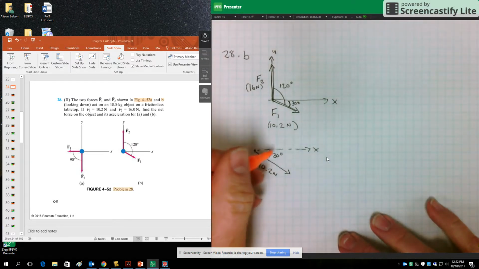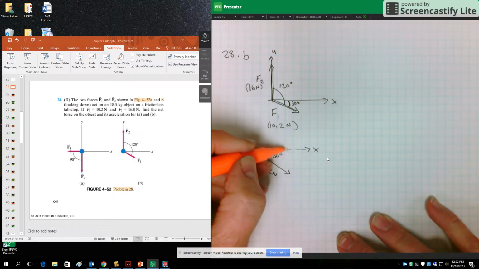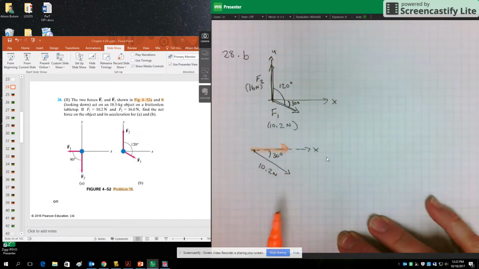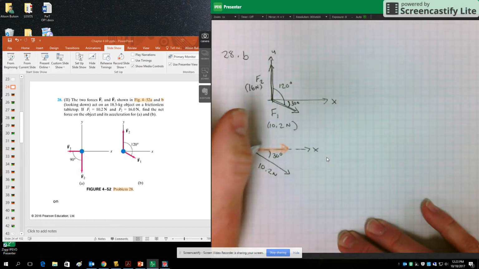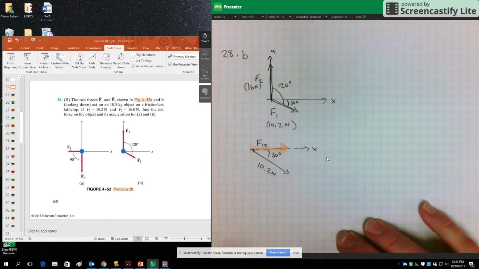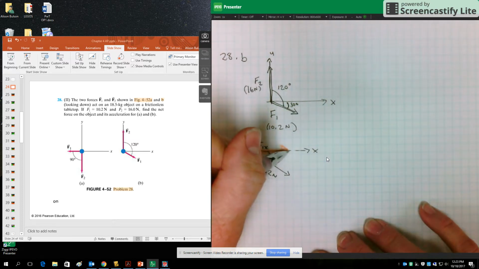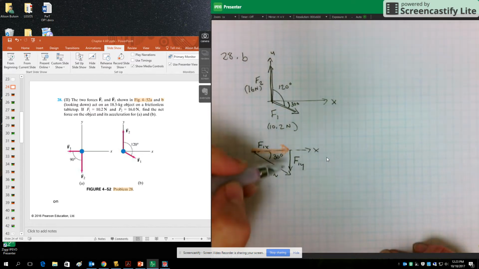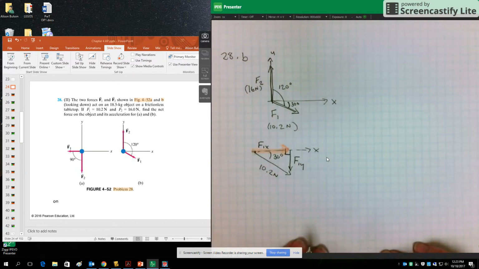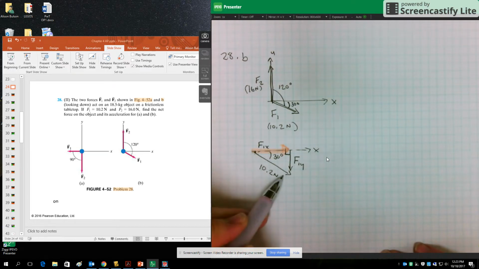I'm trying to find the component of F1 that lays along the x-axis. This is the amount of force that lays in the x direction, and it's as if I shone a light on the 10.2 newtons, and I'm looking at just the shadow that falls in this direction. That is the x component of F1. I can label it F1x. Same story, other direction, F1y. And now I've created my right triangle. X and y are perpendicular to each other. I know the hypotenuse length, and I know angle 30 here.